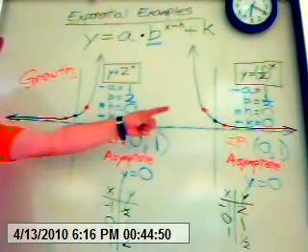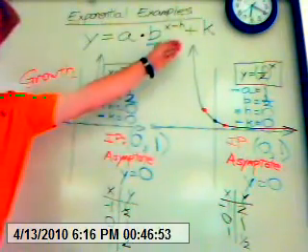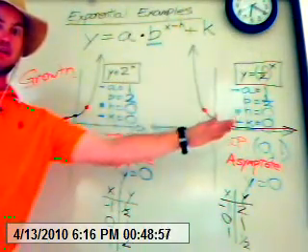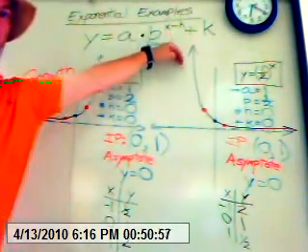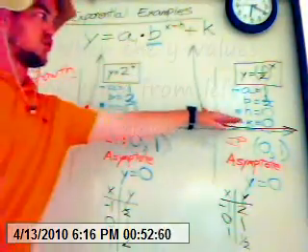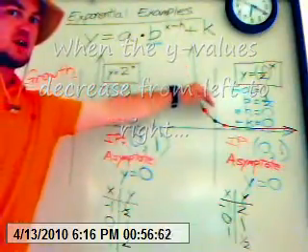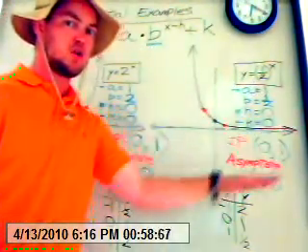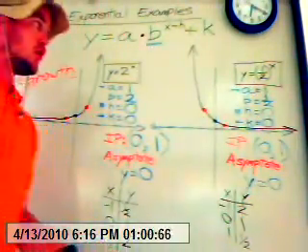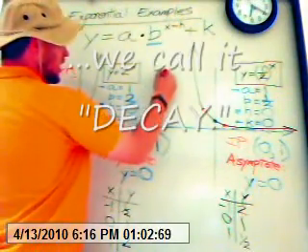Now, as I look at my second example, as I move from left to right, my curve actually finds values that decrease along y. So again, with respect to x, my y values decrease as they go on. We're going to call this decay.